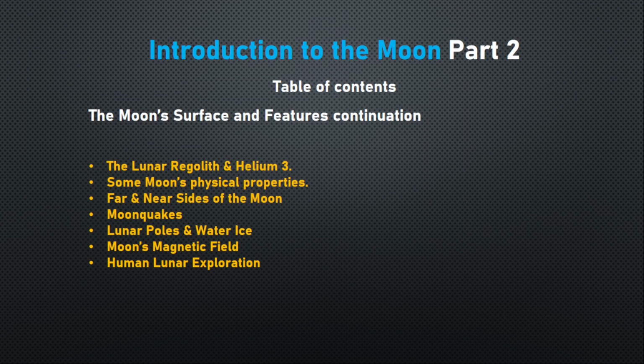So today we are going to the second part of our lectures on the Introduction to the Moon, Part 2. For the table of contents, I'm going to talk about the lunar regolith and its connection to helium-3. I'll talk about some moon physical properties, the far and near sides of the moon, moonquakes, lunar poles, water ice, the moon's magnetic field, and lastly, human lunar exploration.